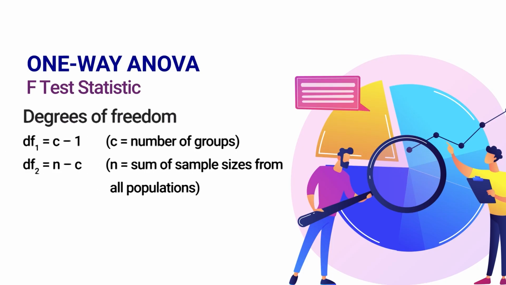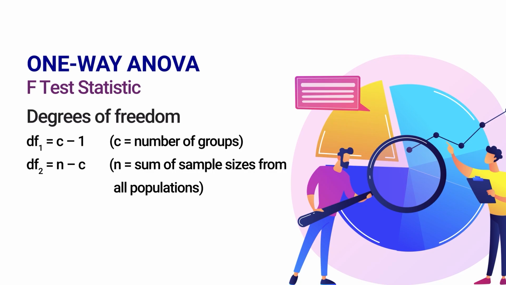Coming to the degrees of freedom, if we have n samples, the total degree of freedom will be n minus 1. In our case, we have 15 samples, so the degree of freedom will be 15 minus 1. Now we have 3 groups, so the degree of freedom for among groups would be C minus 1, that is 3 minus 1, that is 2. And the within group variation would be n, the number of observations, minus the number of groups, which would be equal to 12.